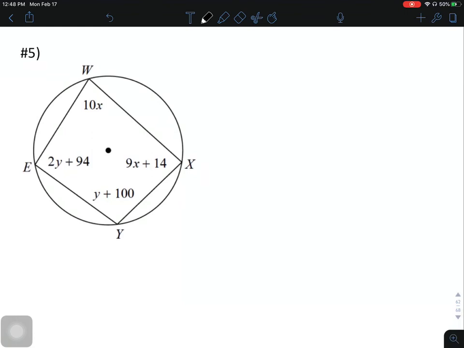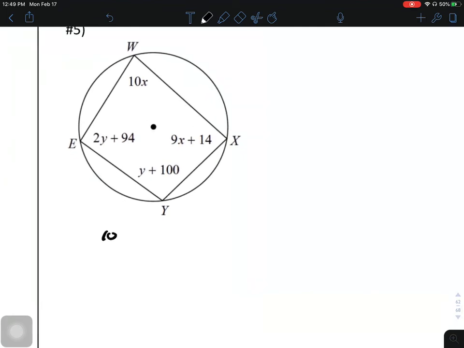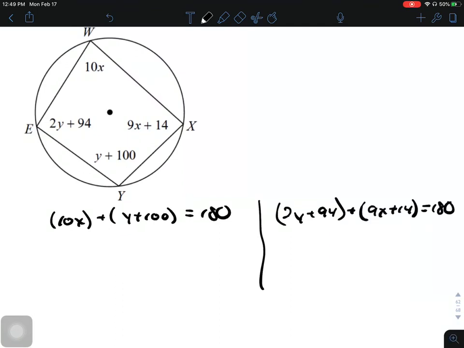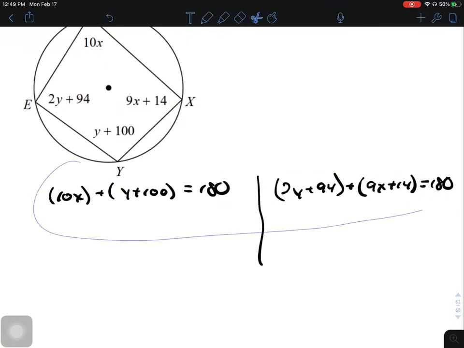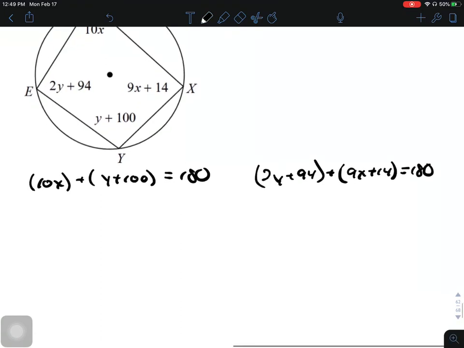Number 5, not a release question, but a similar concept. This is a cyclic quadrilateral. Opposite angles have to be supplementary. So 10x plus y plus 100 have to equal 180. Likewise, 2y plus 94 plus 9x plus 14 have to be 180. Now the unfortunate part for us is each of these equations has two variables, so they're unsolvable. Fortunately for us, we can use system of equations to figure this out.